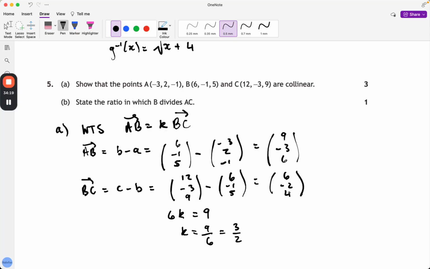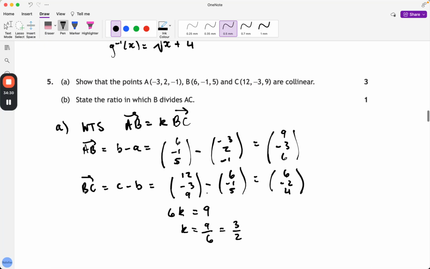Same for the 4, if we just find 1 half of 4, that gives us 2. We wanted 3 halves, so we can take that 2 and times it by 3, and that does indeed give us 6. So that just confirms that we are fine with K equaling 3 halves.